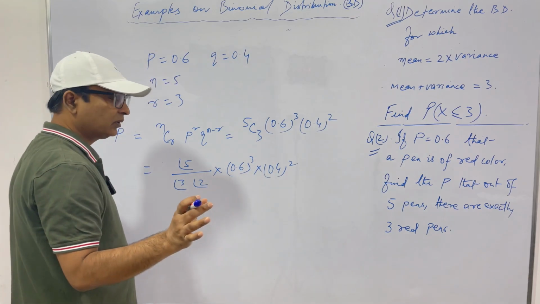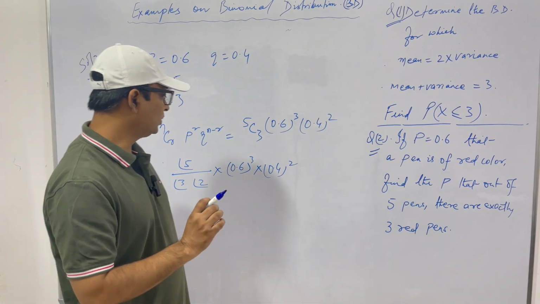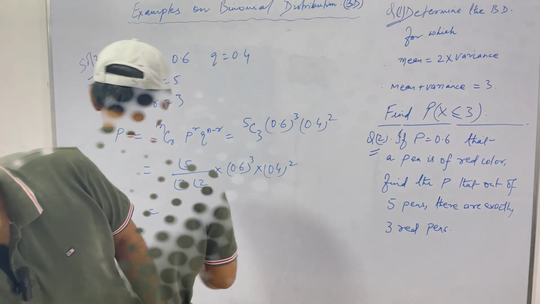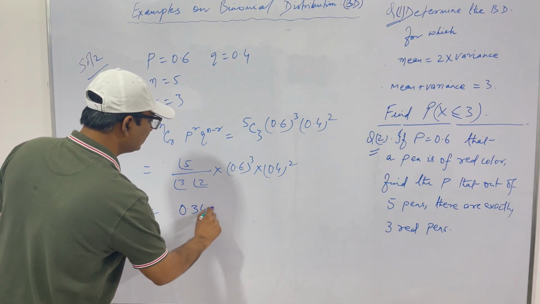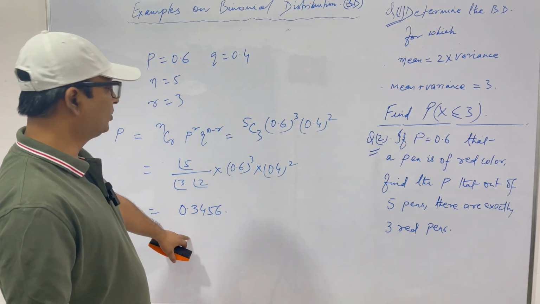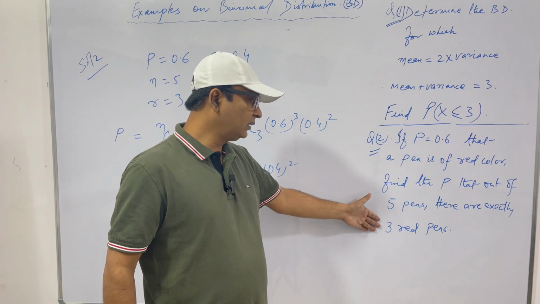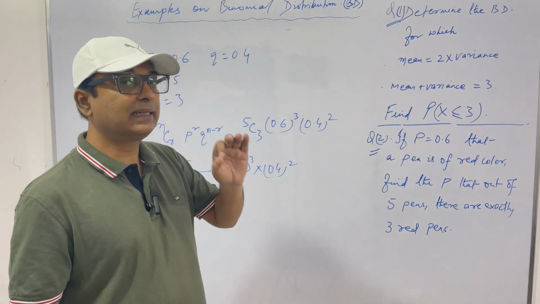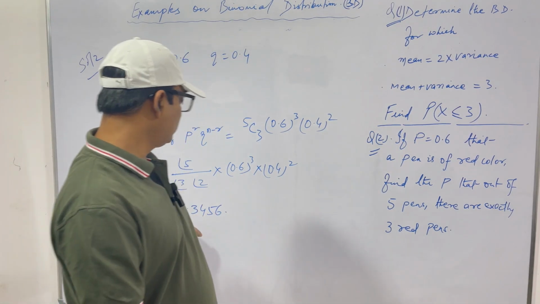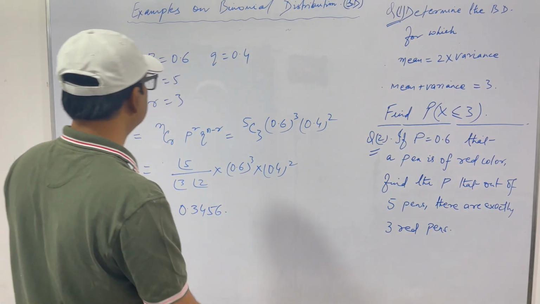So take your calculator and calculate this. I am also taking my calculator. So it comes to 0.3456. So this is the required probability. Out of 5 pens, if we take 3 pens, then the probability that exactly 3 are red pens is equal to 0.3456, given that the probability is 0.6. Clear?